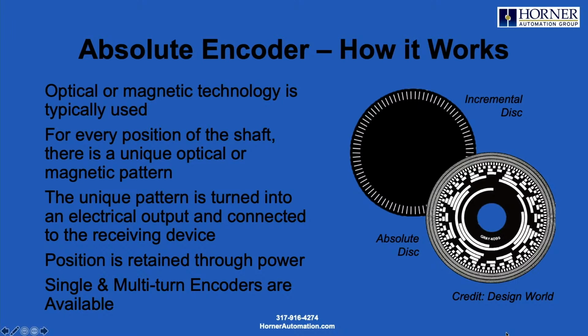Okay, and there are single turn and multi-turn encoders available too. Multi-turn encoders can be great for those linear applications we've been talking about, where we move up and down from one end to the other. A multi-turn encoder in that case is probably what you're looking for. Whereas for a rotary type application, a single turn absolute encoder could be what you're looking for.